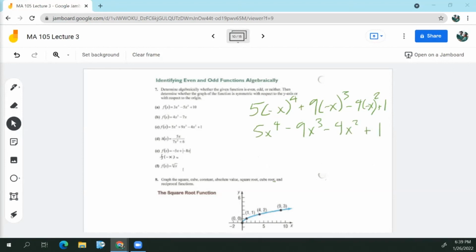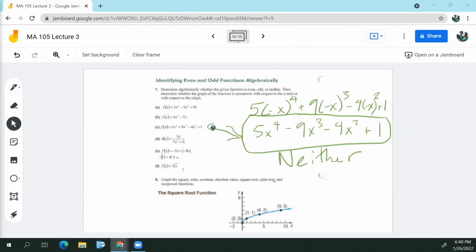Now, is this odd, even, or neither? It is neither. Looks so promising in the beginning, but it's not. Why? First of all, it's not the same, so obviously it's not even. But secondly, if I multiply everything by negative 1, I don't get back to my original function. So since those two are not the case, this is a neither situation.